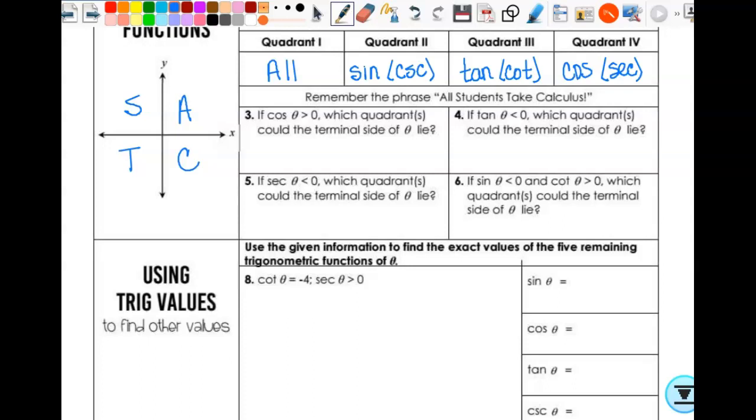So question number 3 says, if cosine is greater than 0, which quadrant or quadrants could the terminal side of theta lie in? Well, cosine is positive in the first because everything is, but then cosine is also positive in the fourth, so your answer is the first and the fourth. That is old business. That should be a piece of cake for you. If tangent is less than 0, meaning the tangent value is negative, well, tangent's positive in the first and the third, so it's negative in the second and the fourth.